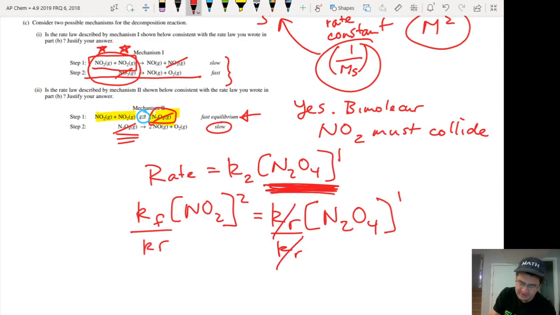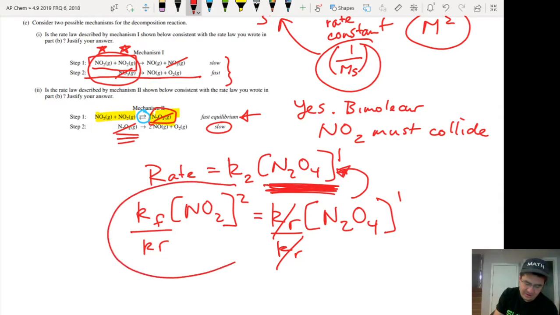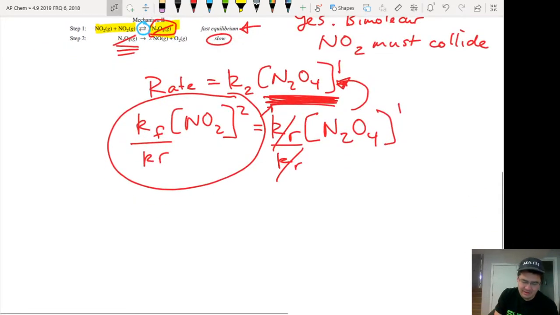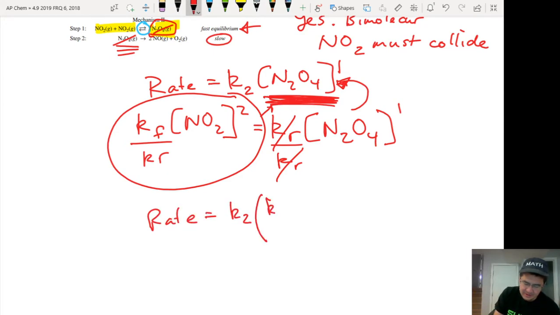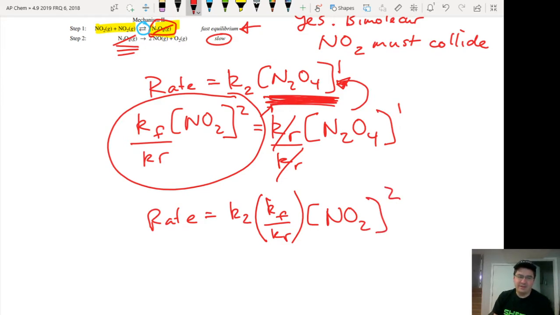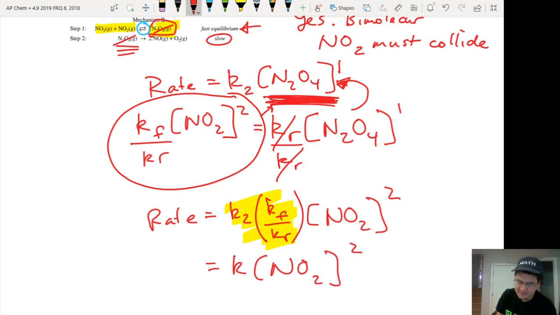Okay, these cancel. And then you guys okay that I could substitute right there? I'm going to plug all this stuff in for N2O4. So my final rate law ends up being rate equals K2 times Kf over Kr times NO2 squared. Okay, and you look at all this, and this is called a lumped constant, and a lumped constant is just a constant, so that equals K NO2 squared, which, is it consistent with our data?